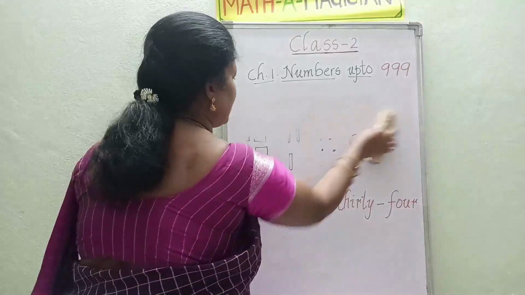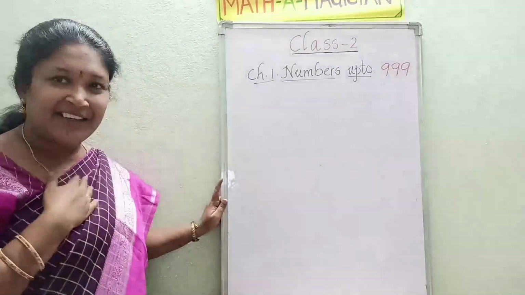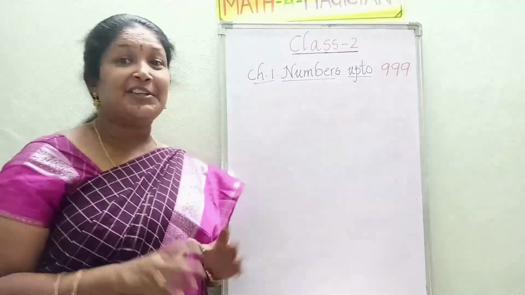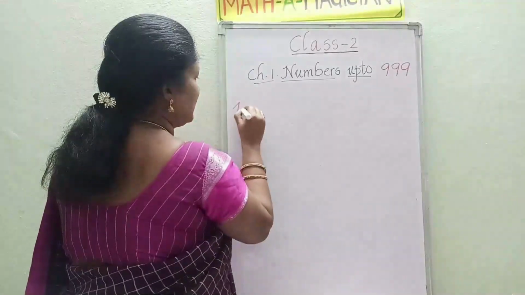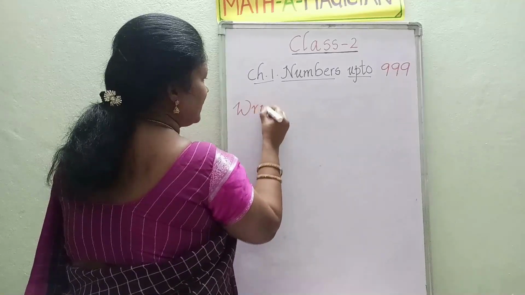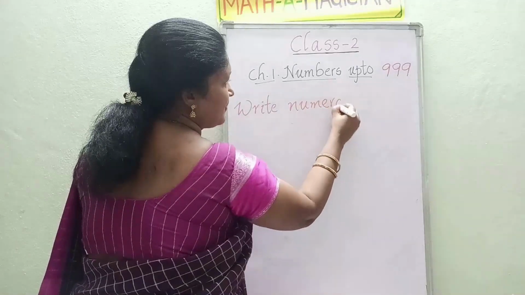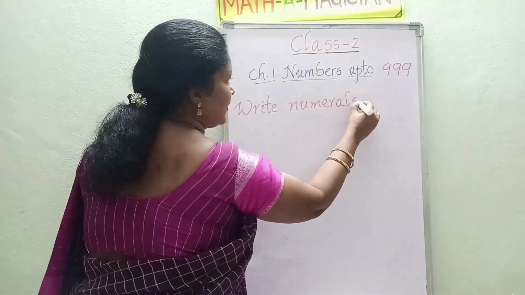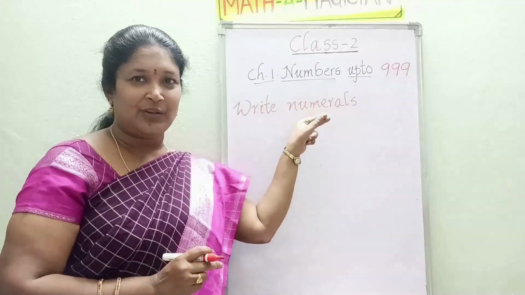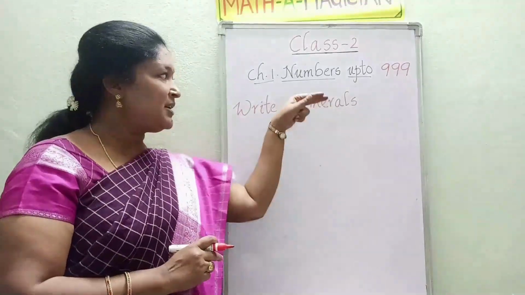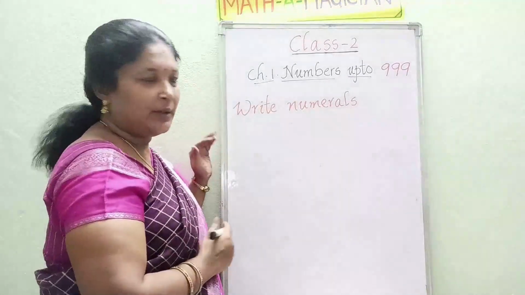Next, this time I will give the number name to you. You have to write the numeral for that number name. Are you ready, children? So here, write numerals for the following number names. Numerals means what? Just now I told you. Numbers. The another name for numbers is numerals. So here one number name I want to give you.